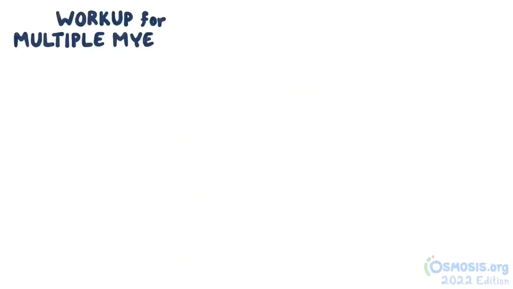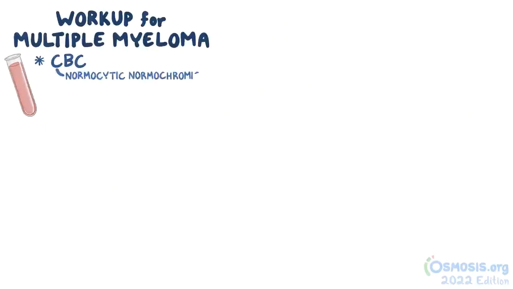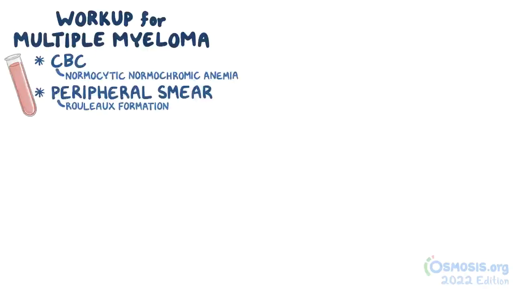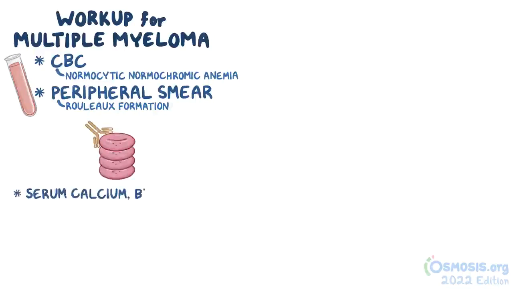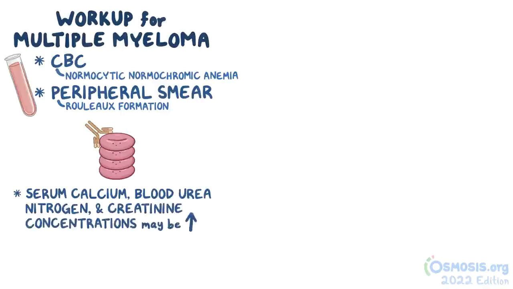A workup for multiple myeloma includes a CBC, which often shows normocytic normochromic anemia, and a peripheral smear, which can show a Rouleaux formation due to IgG proteins attaching to red blood cell membranes, and then connecting with other red blood cell membranes, making the red blood cells stick to each other and causing them to look like a stack of coins. Additionally, serum calcium levels, blood urea nitrogen, and creatinine concentrations might be elevated.